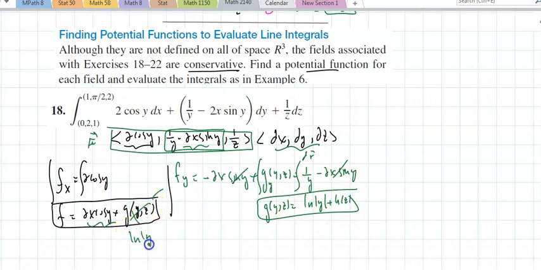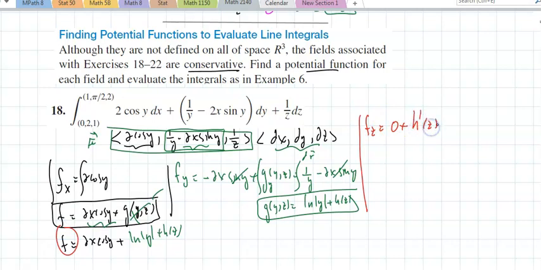This is natural log of y plus h of z, and f equals 2x the cosine of y plus that. And now if I take a partial of this f with respect to z, that's going to be a 0 plus h prime of z, and that's going to equal 1 over z. If you integrate, I'm getting h, that's an integral, that is an ugly integral, boy, I want this to look pretty.